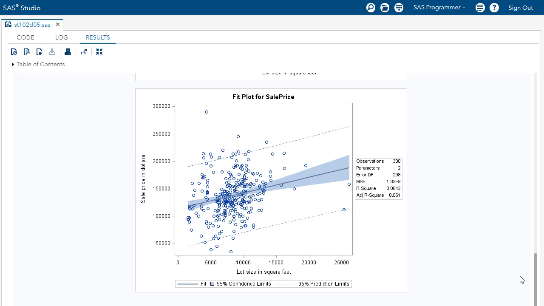Suppose that the mean sale price at a fixed value of lot area is not the focus. If you're interested in making a prediction for a future single observation, you need a prediction interval. This is represented by the area between the broken lines in the plot. A 95% prediction interval is one that you are 95% confident contains a new observation, if you were to actually sample another observation. Prediction intervals are wider than confidence intervals, because single observations have more variability than means.